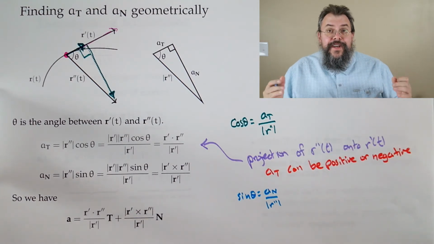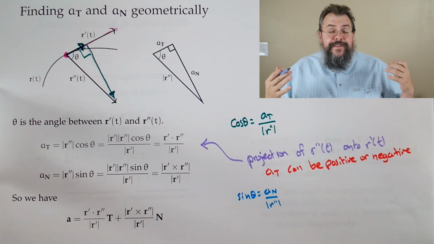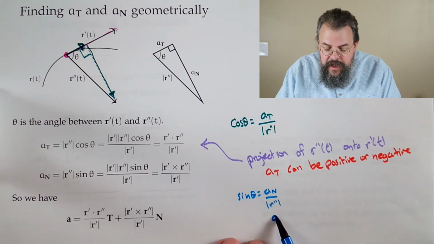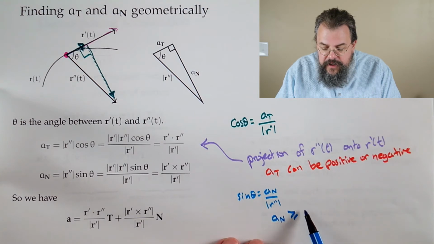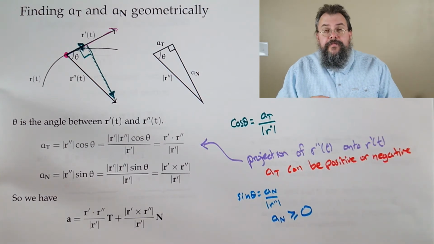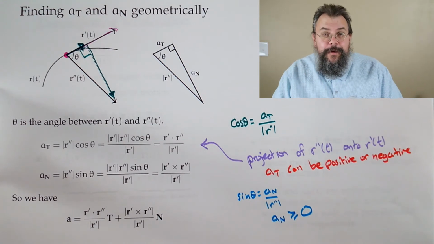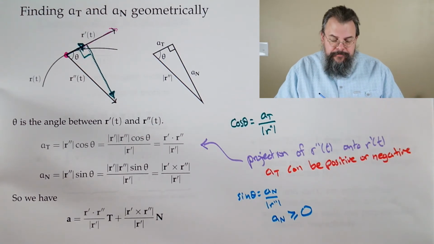Now, notice a magnitude is something which is greater than or equal to 0. So that says a sub n is always greater than or equal to 0. It's never negative. This will be useful in something we're about to observe in a second.